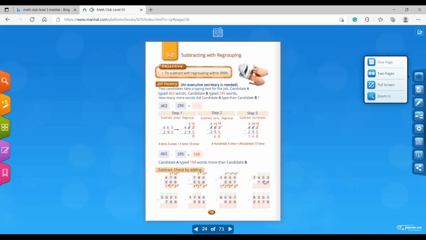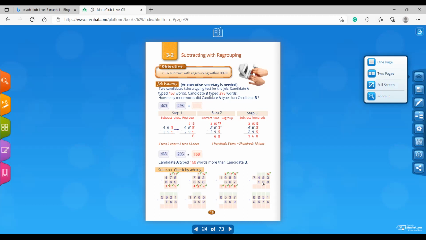Yes, we have here in the next question 7,453 minus 169. We have here in the ones digit 3 and 9. The 9 is greater than 3. We can't subtract 9 from 3, can we? No, we can't. So we will go and ask for help from the next digit. 5, can you help us? Yes. The 3 becomes 13 and the 5 becomes 4.